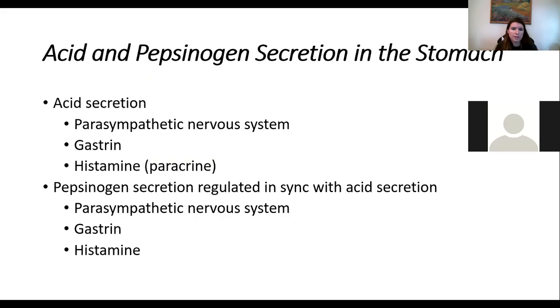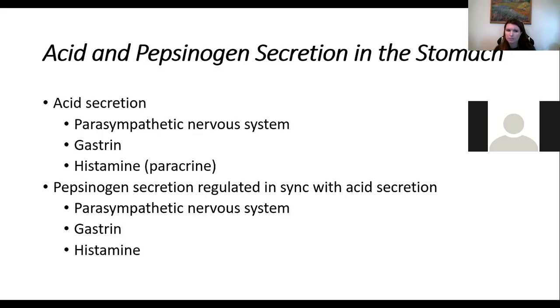So both acid and pepsinogen secretion are regulated in sync. And this is useful because in order to get pepsin from pepsinogen, the active form of that molecule, it needs to be activated by acids. So it just makes sense to secrete them at the same time in reaction to the same stimuli. And those stimuli are your parasympathetic nervous system. So your autonomics can come down to your stomach and be like, hey, secrete stuff.